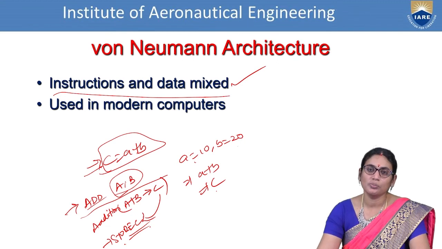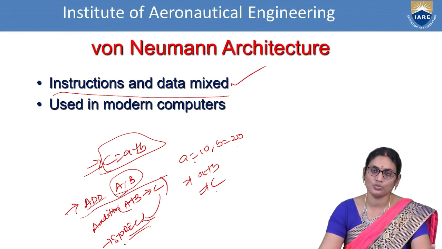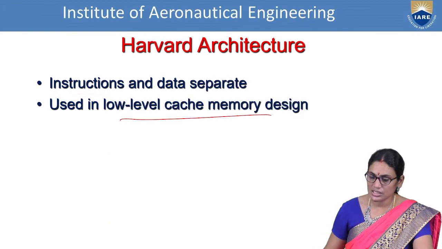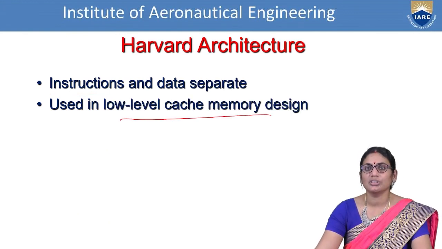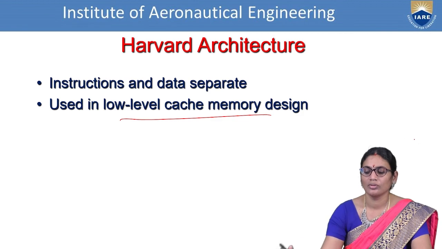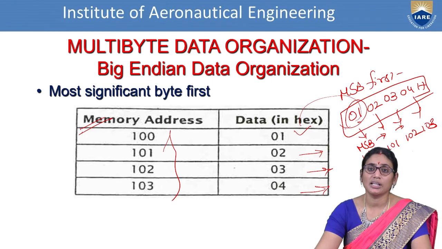Based on modern computers, memory chip organization, CPU organization and other representations, scientists have proposed 2 basic architectures. One is von Neumann architecture. The second one is Harvard architecture. In the von Neumann architecture, instructions and data are used in combination. It is generally used in modern computers. Whereas Harvard architecture is a case where you use instructions and data as separate entities, and it is represented in the lower level cache.